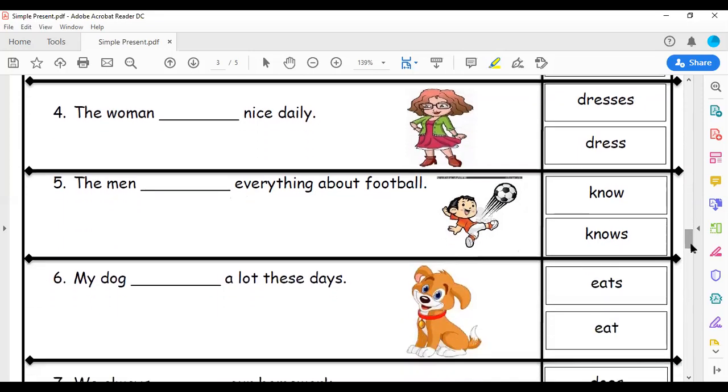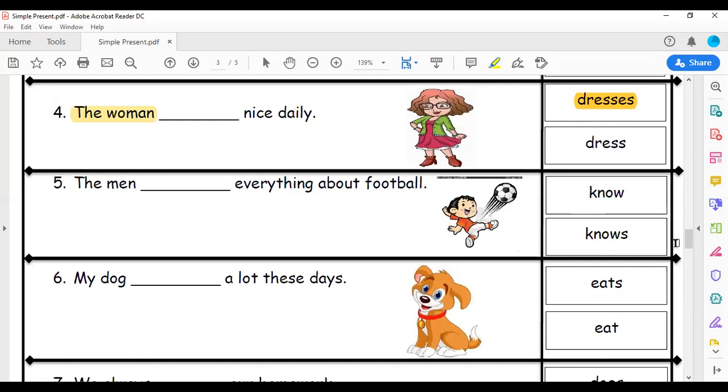Number 5. The woman nice daily. The woman, is it singular or plural? The woman, one lady. So this is singular. Bravo. I have dress and dresses. So the woman is singular, so what do we do? We add the s. Bravo. And here we added es because dress ends with double s. Okay, so the woman dresses nice daily.